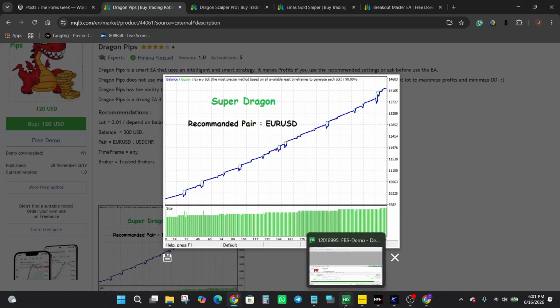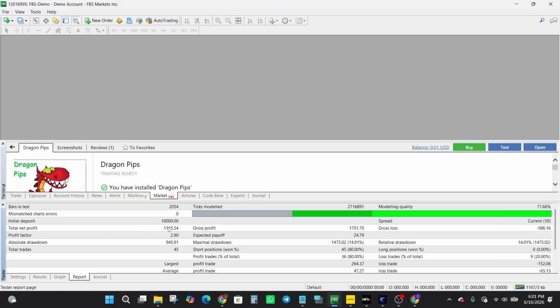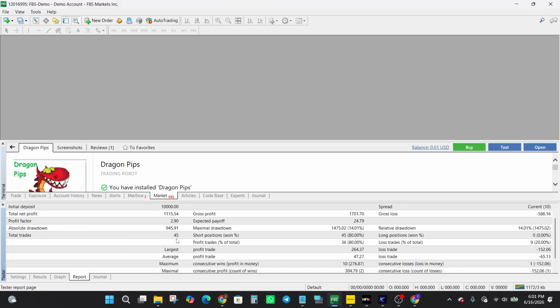But let's also head over to our strategy tester. Let's see how the Dragon Pips EA behaved on Euro USD on the H1 time frame over the past 3 months. So here I can see that from an initial deposit of $10,000, the total net profit was 1,115.54. Total trades taken were 45, out of which 36 were profitable, giving us an 80% win rate.